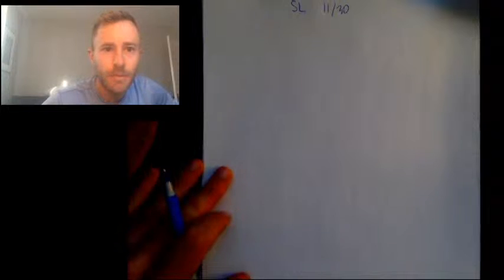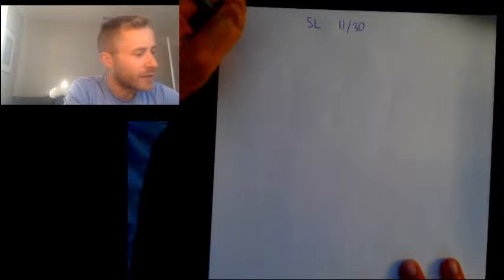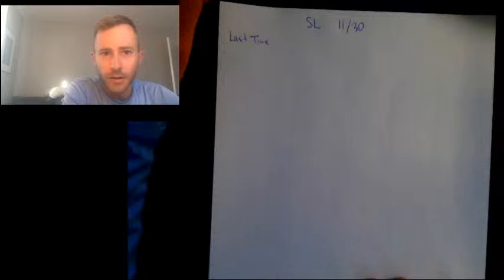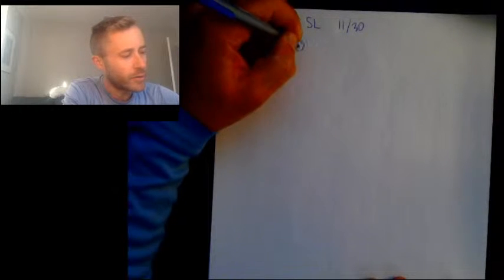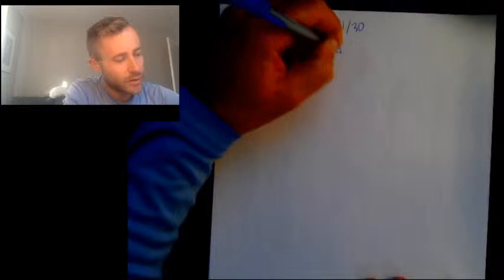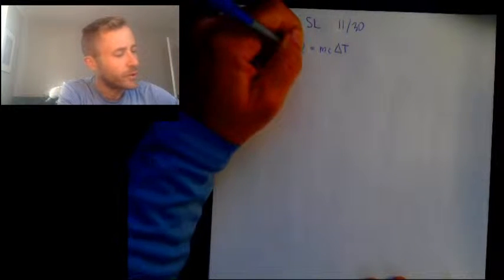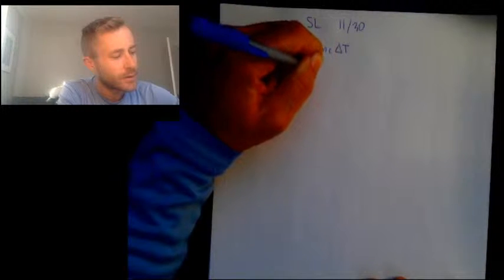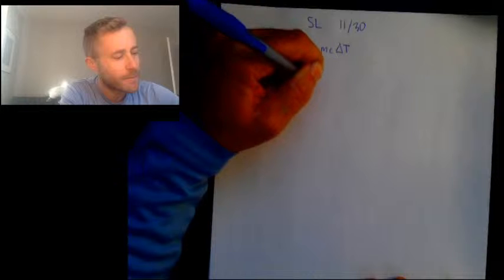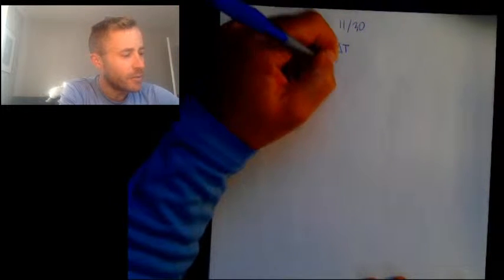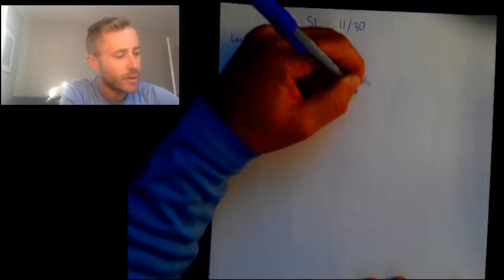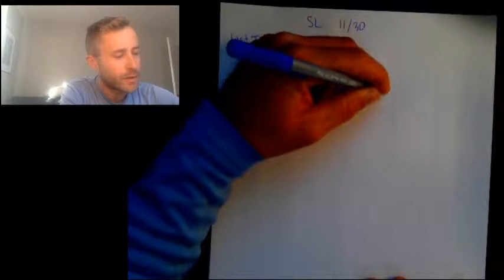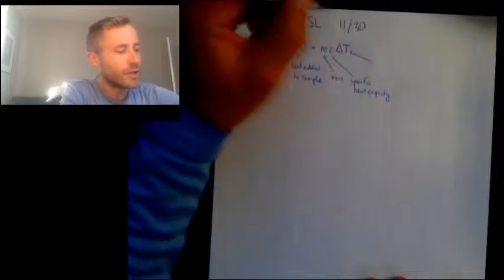Let's get started on content. Let me just refresh your memory. Last time we learned about thermal physics, and the main equation was Q equals mc delta T. Q is the heat added to a sample. M is the mass of the sample. C is called the specific heat capacity. And delta T is the change in temperature.